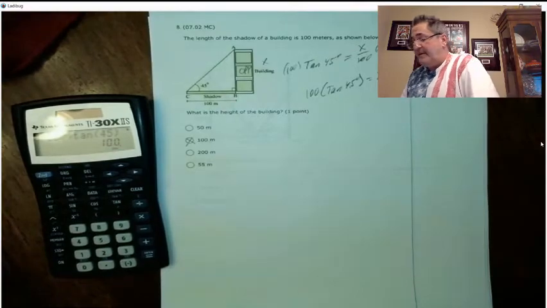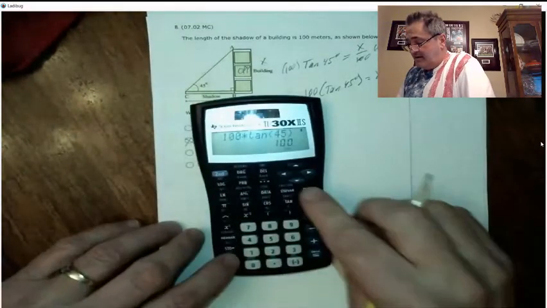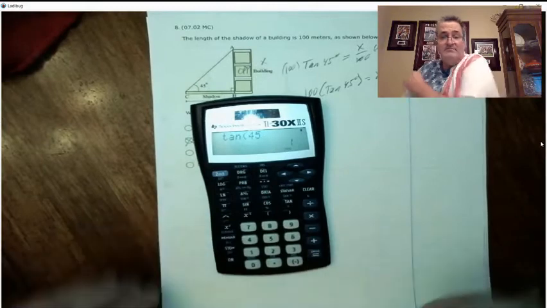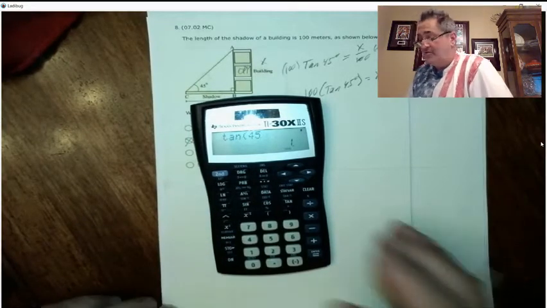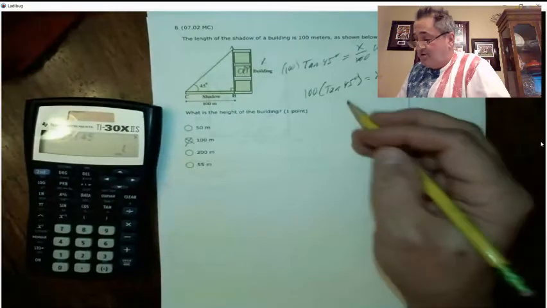Tangent of 45 degrees must be 1, huh? Check that out real quick. Tangent of 45 degrees is 1. And 100 times 1 is 100. So tangent of 45 equals 1.